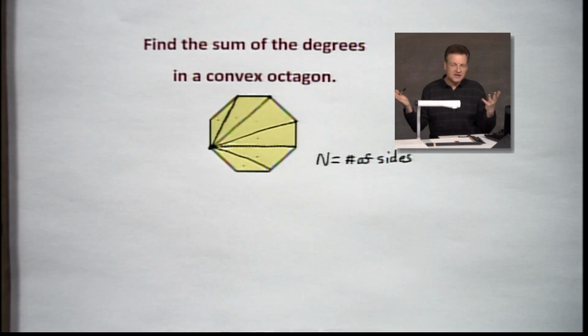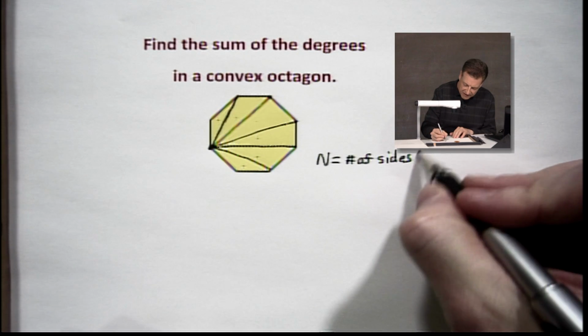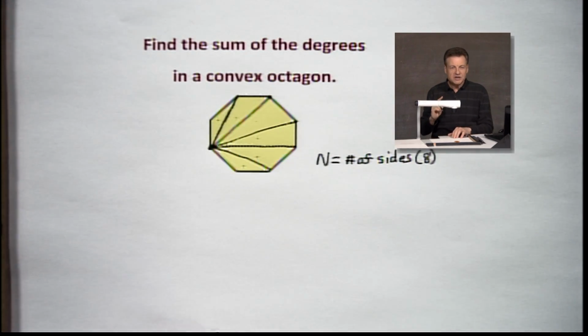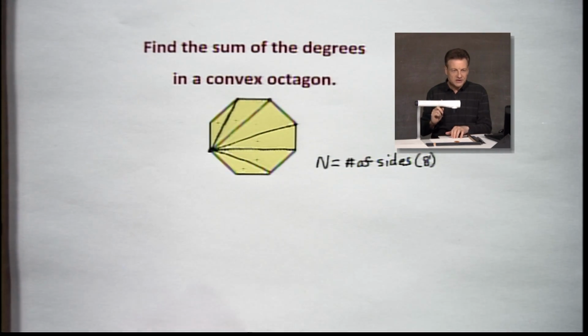8, 8, 8, 8, that's an octagon. That's why we call it an octagon. So there are 8 sides altogether. So in this case, our value is 8. So what we're going to do, we're going to take and figure out, now what do we do?